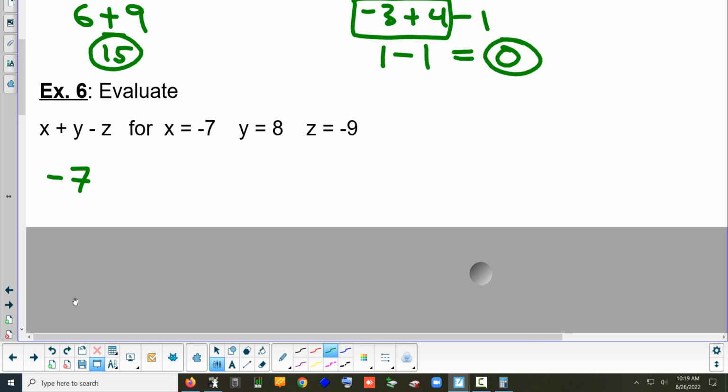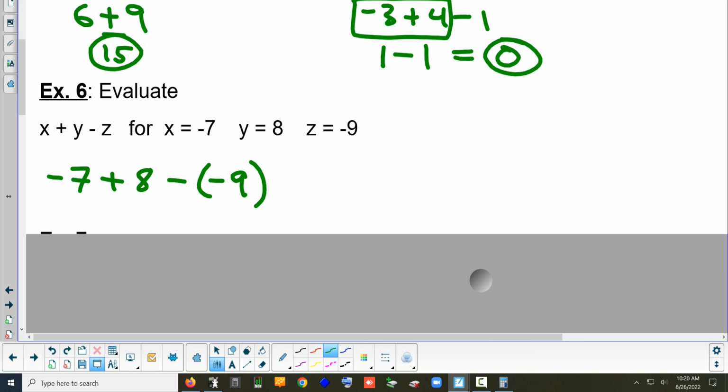So look up in the original problem, right? What did you just replace? The x. What is after the x? Plus. So we're going to copy that down. Right? Now, what are we replacing y with? Yeah, Evan? 8. What's right after the 8? A minus. Now we have to plug in the z. What are we replacing the z with? Yes, Alex? -9.